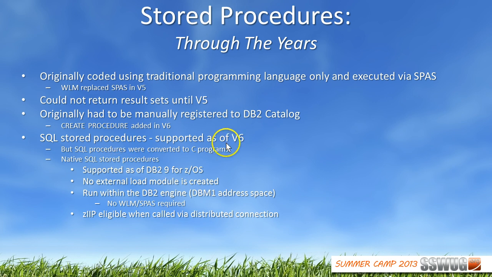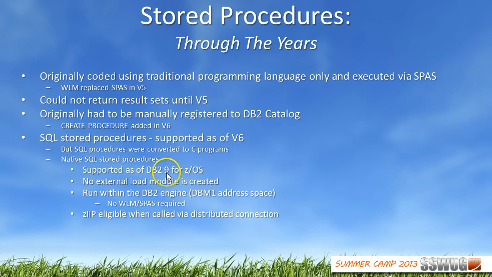However, the version 6 support for SQL stored procedures caused the SQL to be converted to a C program, which then had to be compiled. So in order to use SQL stored procedures, you'd write it in SQL, but you had to have a C compiler.